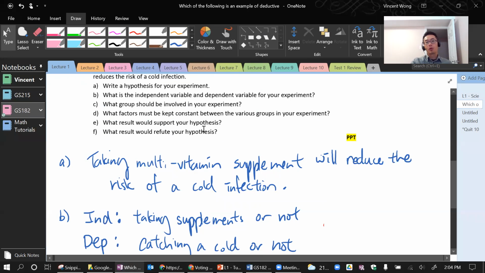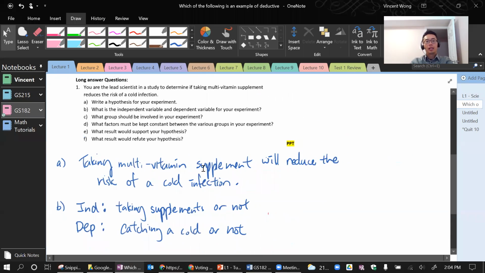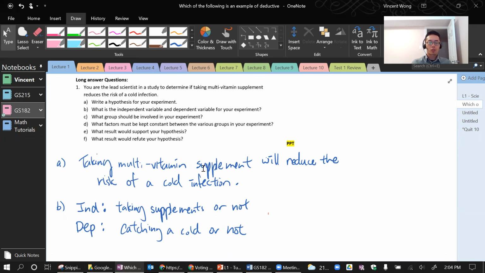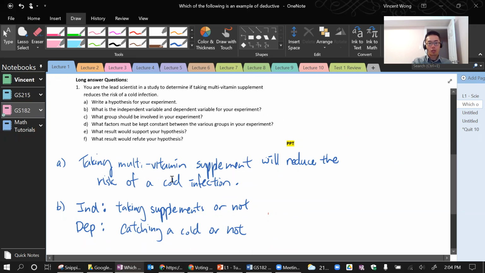What results would support your hypothesis? If the people who receive the supplement end up not catching as many colds, then it would support your hypothesis. Otherwise, you would refute it. However, there is a catch, and I'm going to come to the catch later on. But for now, let's just keep it simple. Any questions before we move on?